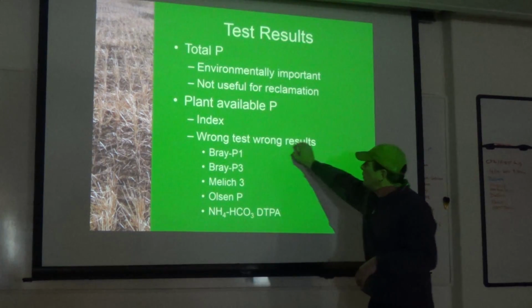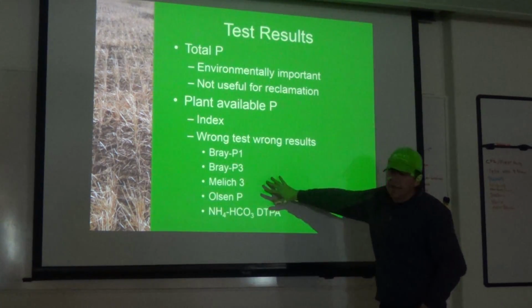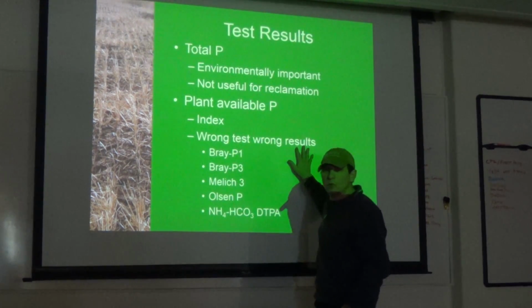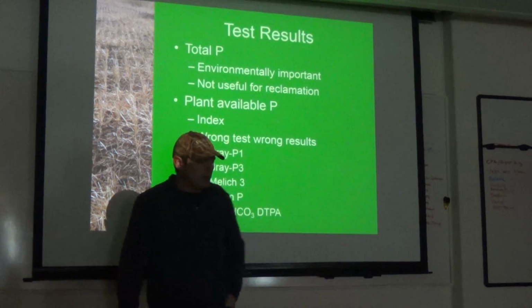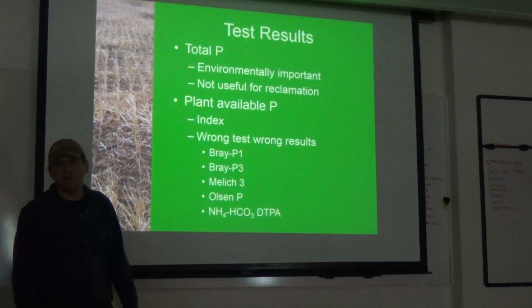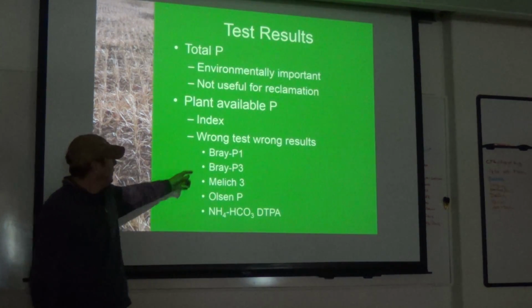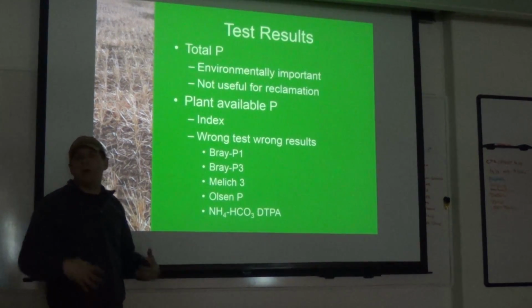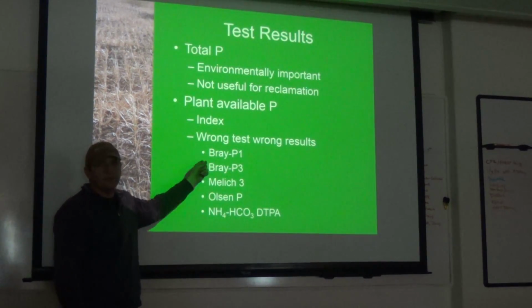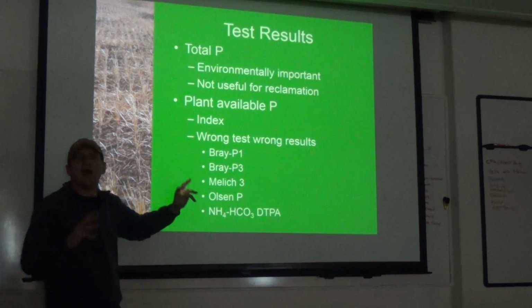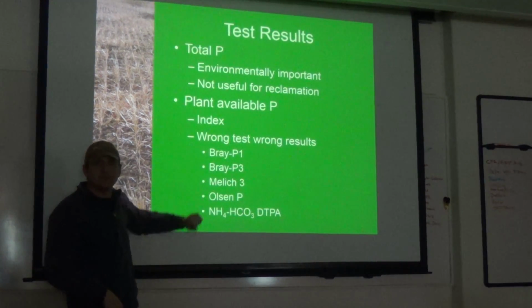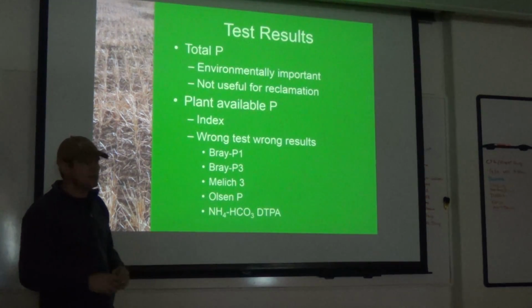And then we also have a whole bunch of different tests, but if you use the wrong test, you might get the wrong result. So, you know, we have the Bray 1, Bray P, Mehlich 3, Olsen P, and ammonium bicarbonate test. The Bray 1 test is very useful for acid soils, soils pretty much east of the Mississippi River. The Bray 3 test kind of tells us how much P will become available from the other sources, so it is very unuseful in the reclamation industry.